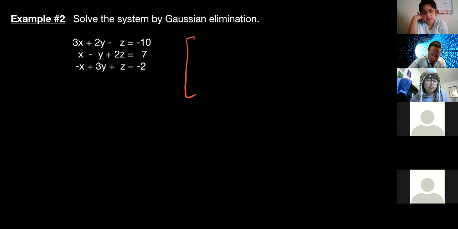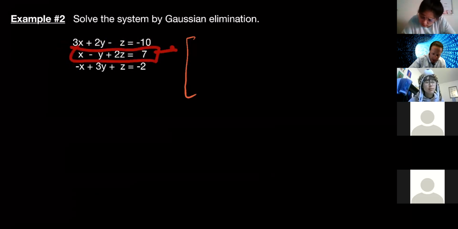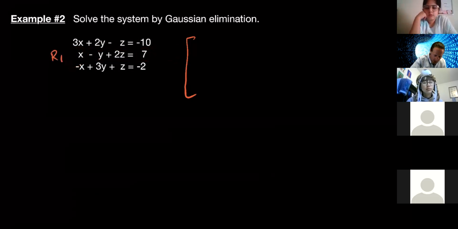How do we rewrite it? Well, I'm not going to just write 3, 2, -1, -10. I already am going to switch these around a little bit. I'm going to take this and write it as my row 1 because I like that it already starts with a +1. So I'm going to call this row 1, this row 2, and then this will be my row 3. You guys okay with that? I'm going to do some jumbling already.